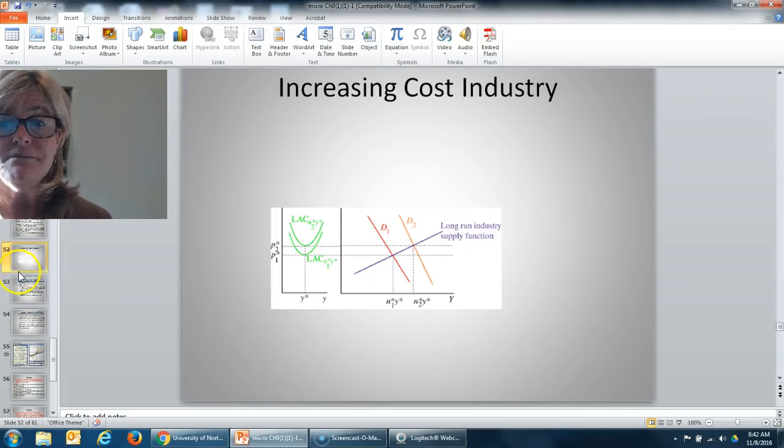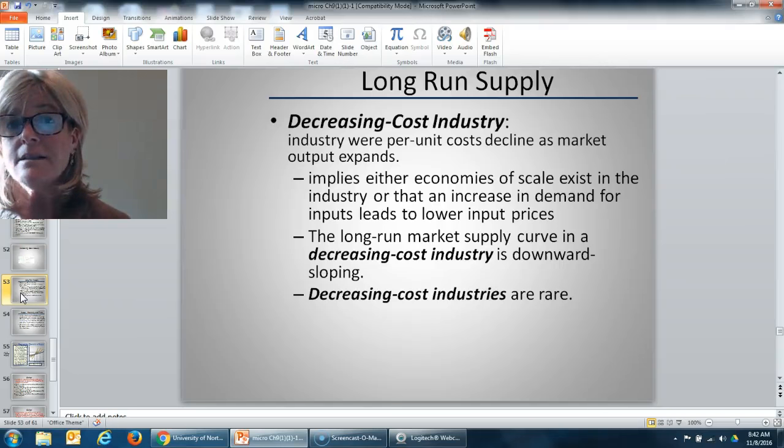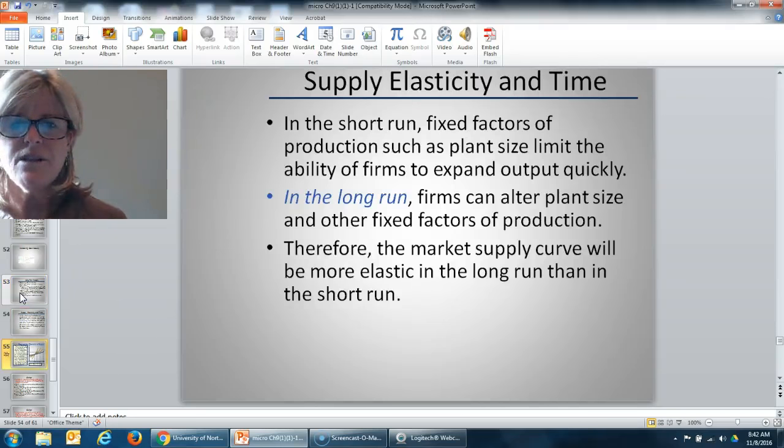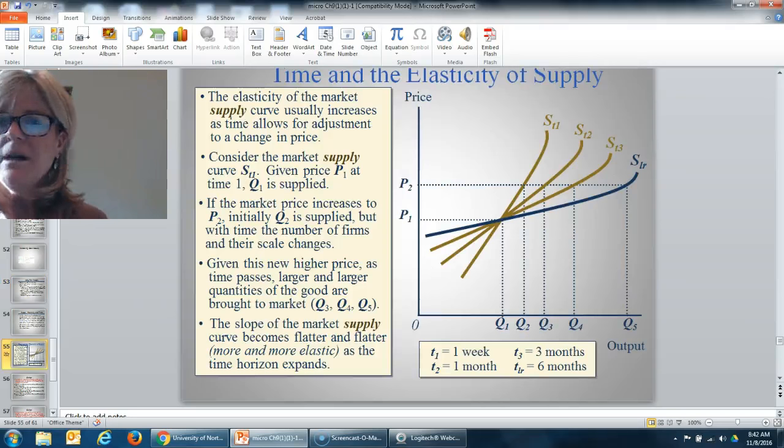All right, you could have a decreasing cost in industry. I've never really seen that actually occur, but it might. It might be that as demand increases, costs in the industry become less and less and less, in which case you could have a downward sloping supply curve. Most of the time, you don't. Most of the time, basically what we have is a horizontal or a slightly upward sloping long run supply curve.